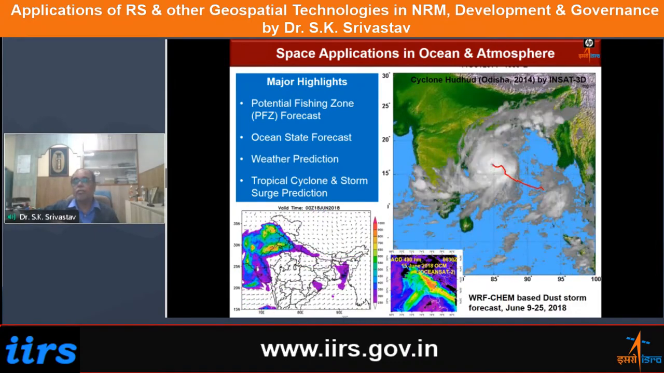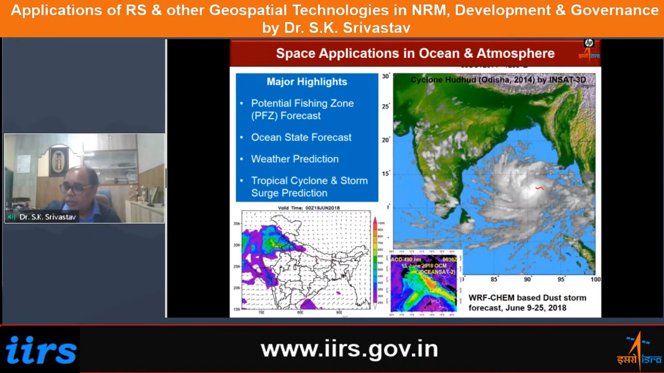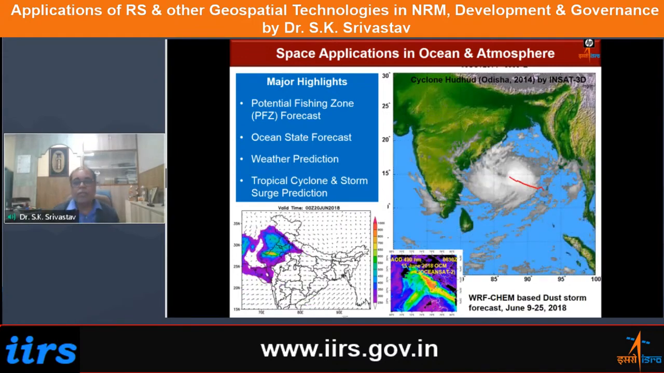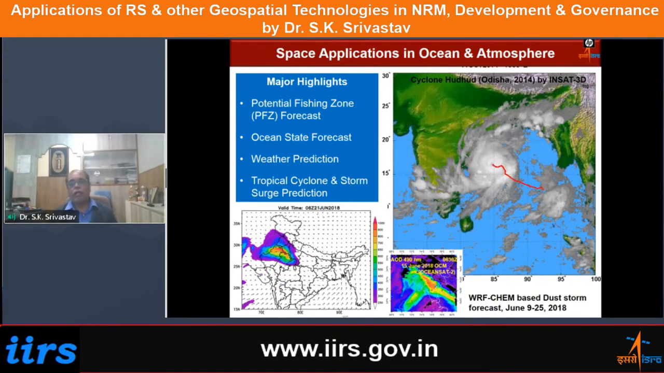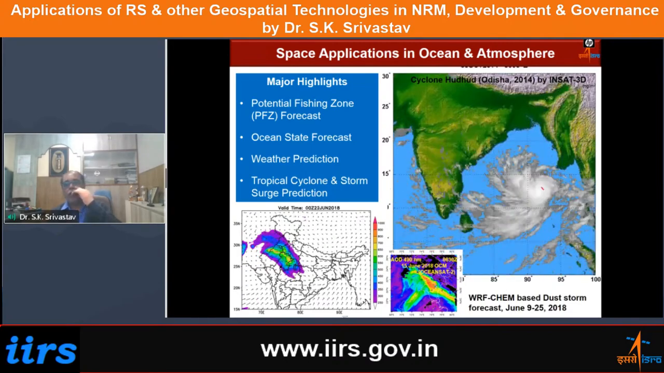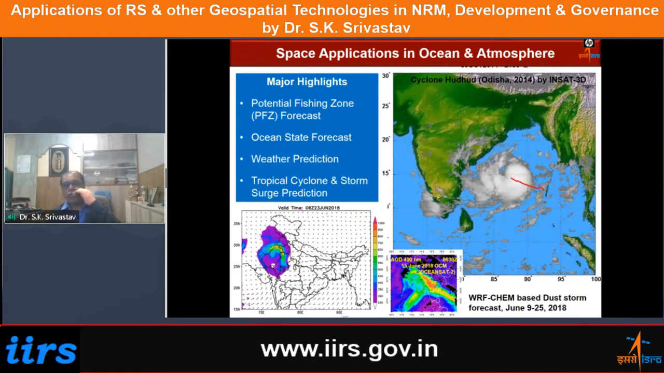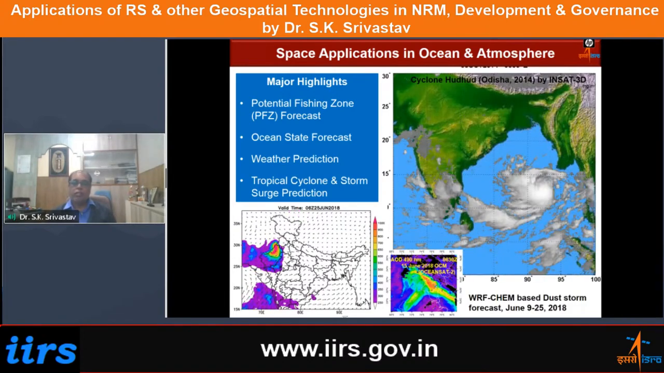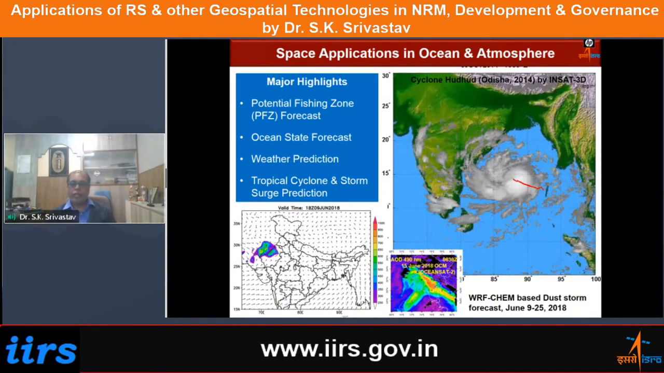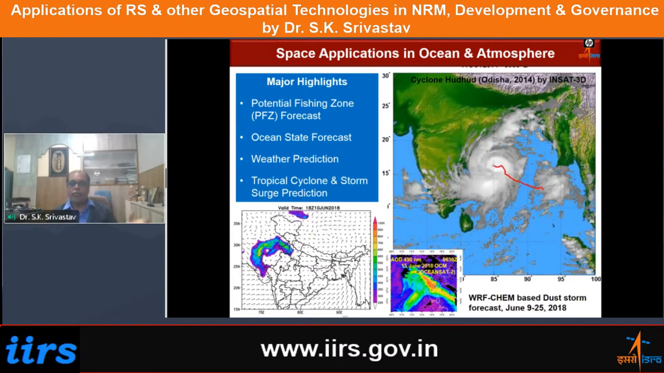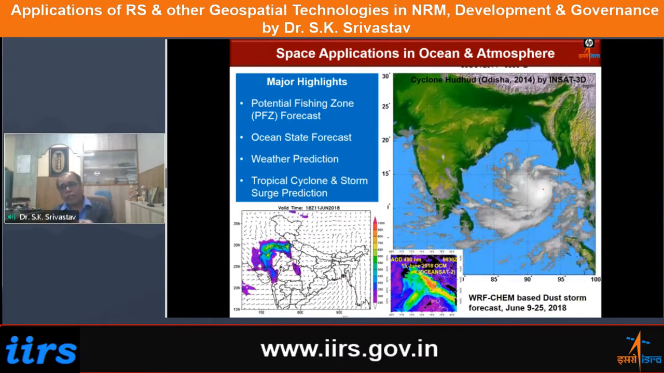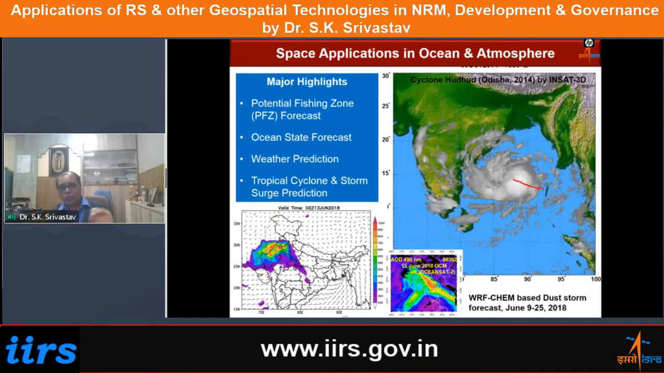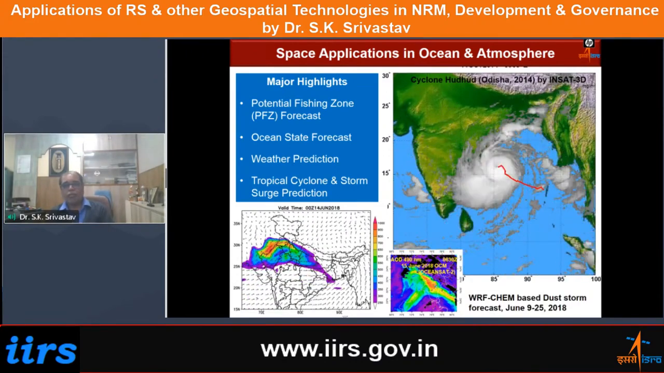Then the cyclones. Particularly the east coast as well as the west coast of India are highly prone to cyclones. Starting from the genesis of the cyclone to the date and time of landfall, and even further, you can track how the cyclone is approaching the land from the ocean.